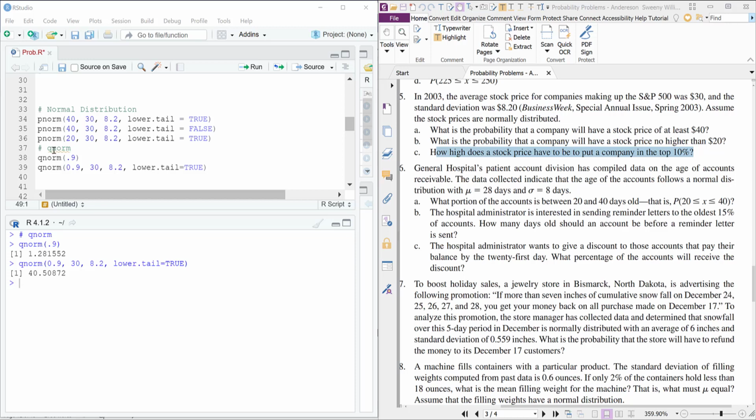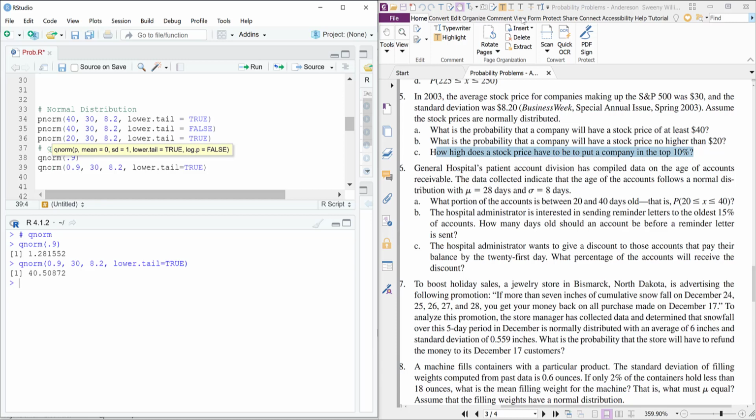In qnorm we can enter a probability value as input, and it will give us the value of z, or we can also add some other inputs. So for instance, this is the probability, and then the mean, and then the standard deviation, and then lower tail or upper tail, and that will give us the value of x.